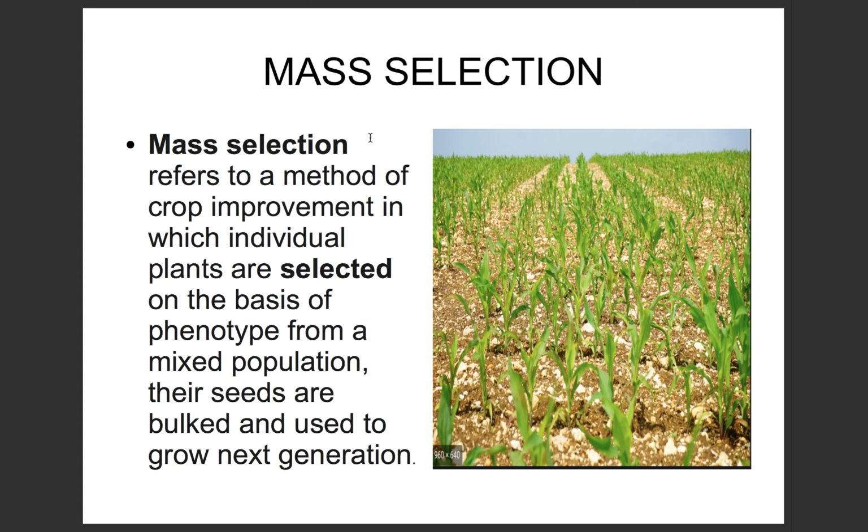Mass selection refers to a method of crop improvement in which individual plants are selected on the basis of phenotype from a mixed population, and the seeds are bulked and used to grow the next generation.